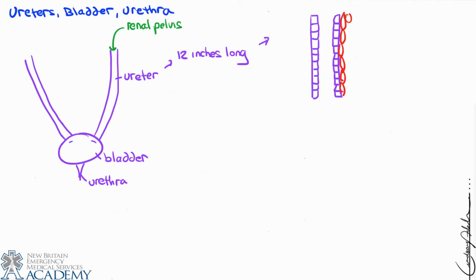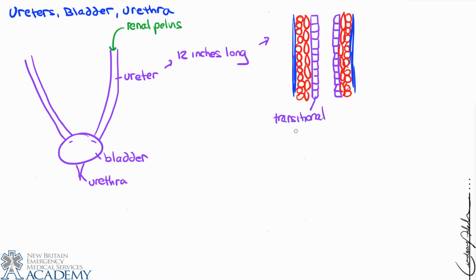The inside is the mucosa, which is basically made of transitional epithelium. Transitional epithelium, remember, is epithelium that is able to change shape to accommodate stretch. And then there are two layers of smooth muscle, the longitudinal layer and the circular layer. And then the outermost segment is fibrous connective tissue that's actually continuous with the renal capsule.